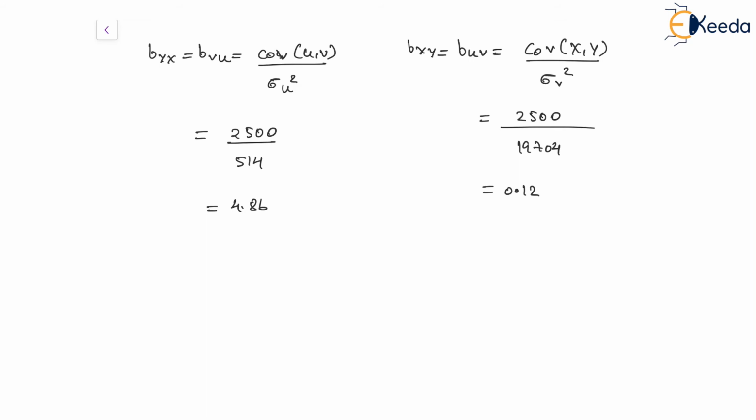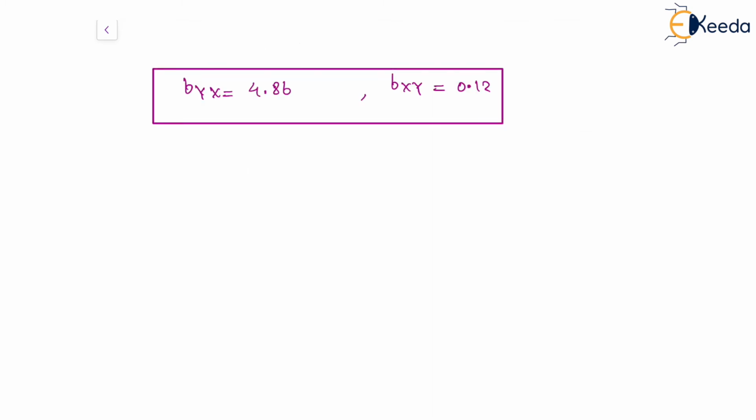Now these are the values we were looking for, that is the regression coefficient of y on x and the regression coefficient of x on y, and we have found with the use of the property that the change of the origin doesn't change the regression coefficient. So that will be the answer for this question.